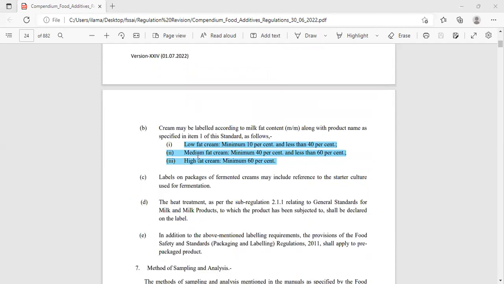And then what is low fat cream? This may be asked. Low fat cream means minimum 10%, so the value is 10% to 40%. Medium fat means 40 to 60, and then high fat cream means minimum 60%.